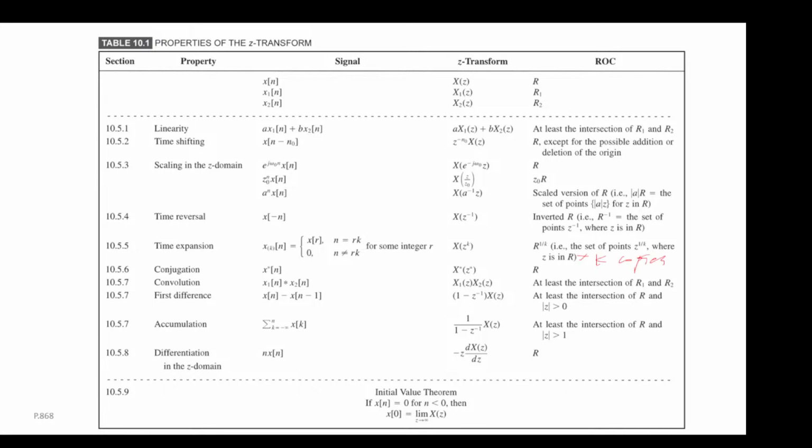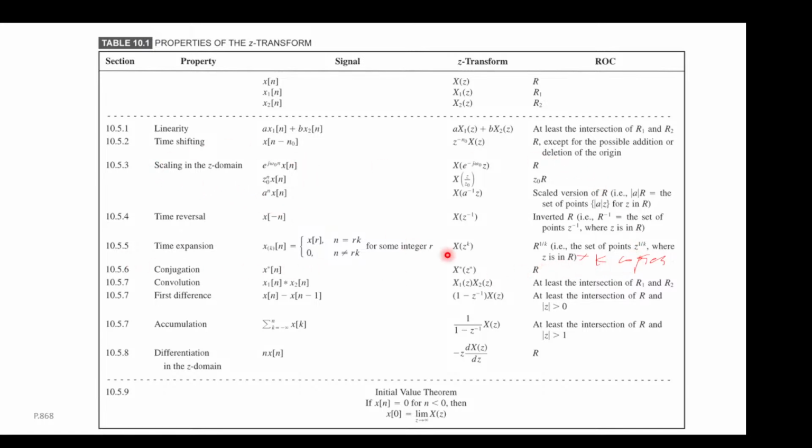Okay, let's get started. Let's finish the last part of today's course. As you see here, we have the properties of the Z transform: linearity, time scaling, scaling in the Z domain, etc.